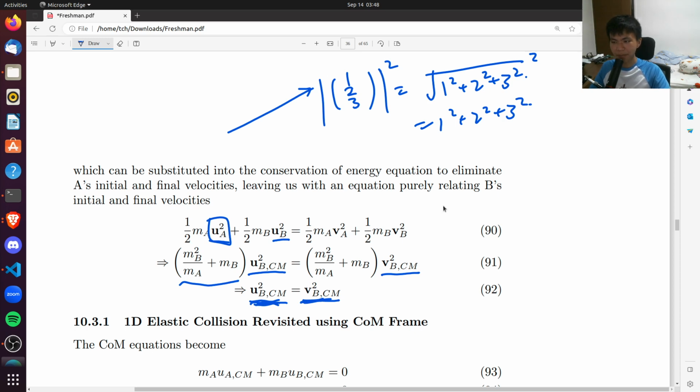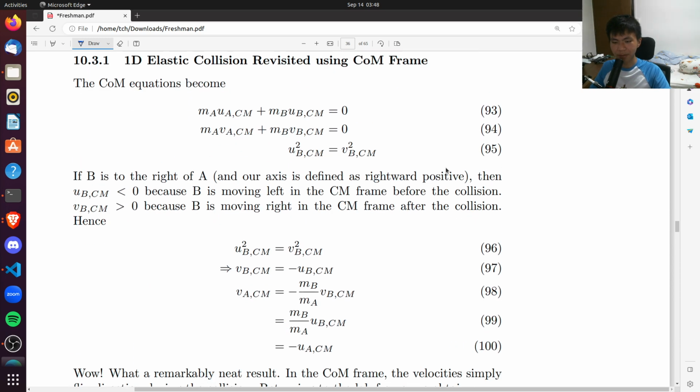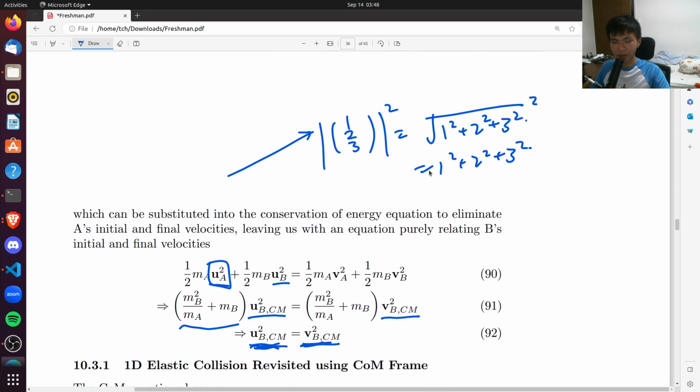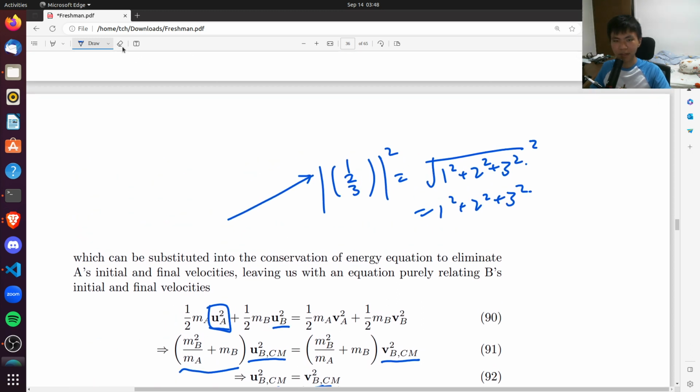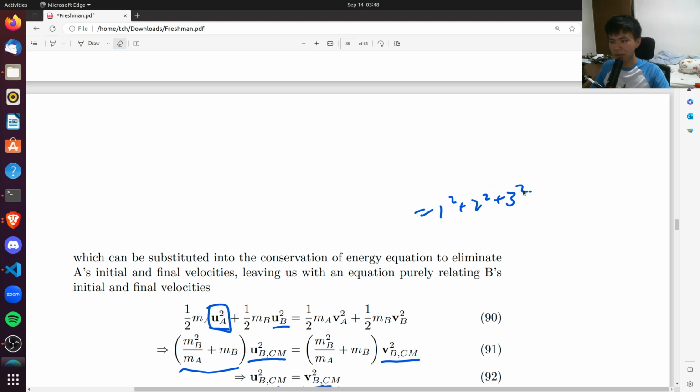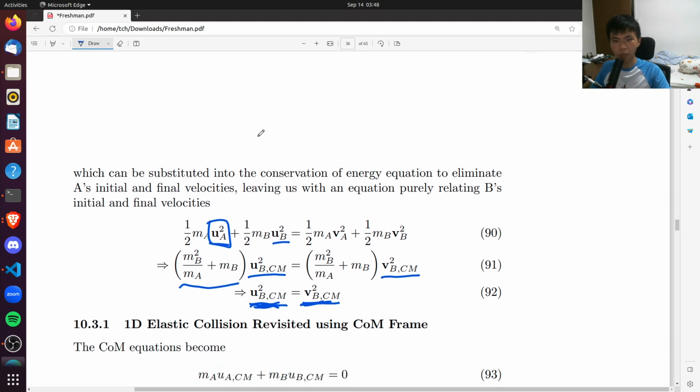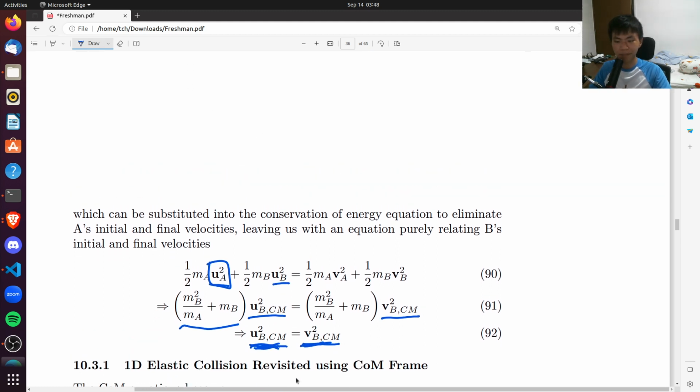So what does that mean in the context of collisions? Okay, so we've done the math. Let's explore the consequences of the math, the intuition behind the math. Physics is all about doing the math and then understanding what the math is saying. So equation 92 is an amazing equation.